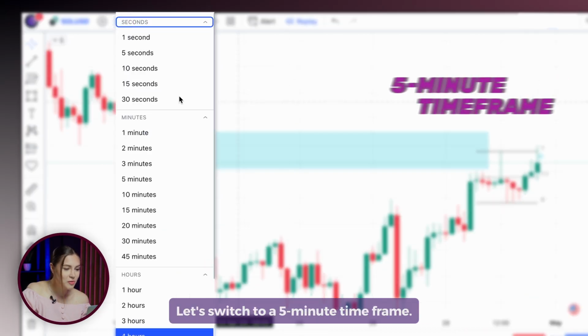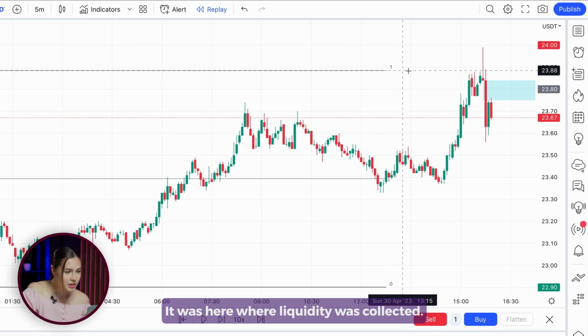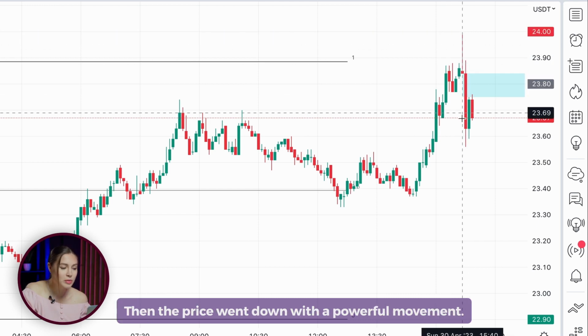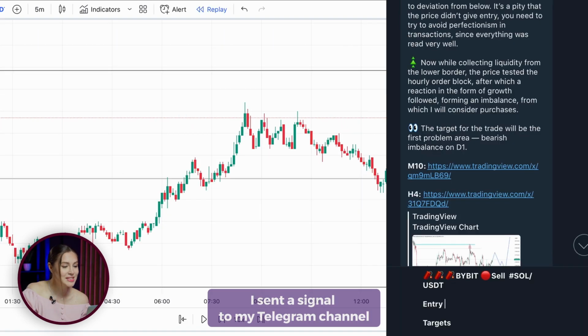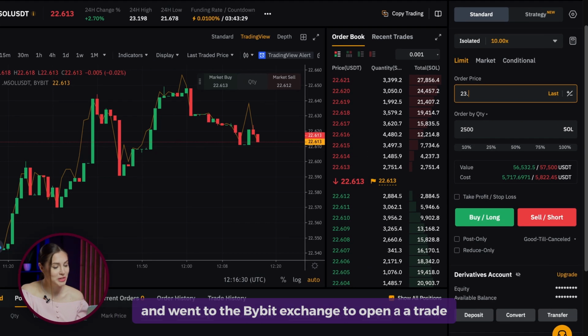Let's switch to a 5-minute time frame. You can see a flat market on the chart. It was here where liquidity was collected. Then the price went down with a powerful movement. Once again, I sent a signal to my Telegram channel for its members to earn together with me and went to the Bybit exchange to open a trade.